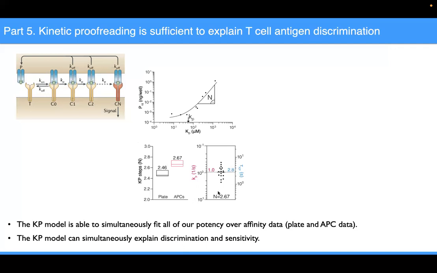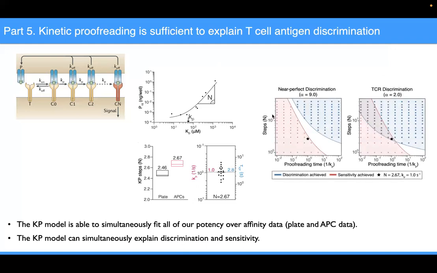But we also put a second constraint, which is, can we also explain the fact that T cells have high antigen sensitivity? I haven't really talked much about this, but T cells can recognize cells that have even just one ligand. And the reason that's important is because if you have a very long proofreading chain, it basically reduces your ability to recognize any one ligand. And so there's this kind of trade-off between discrimination and sensitivity that has been reported for this proofreading model.